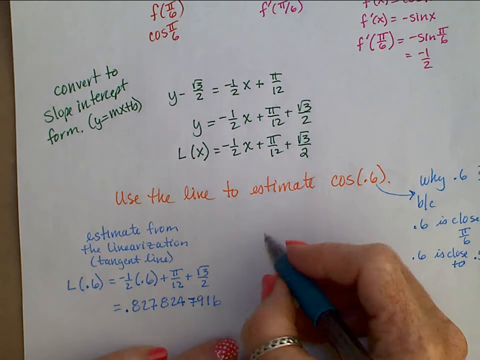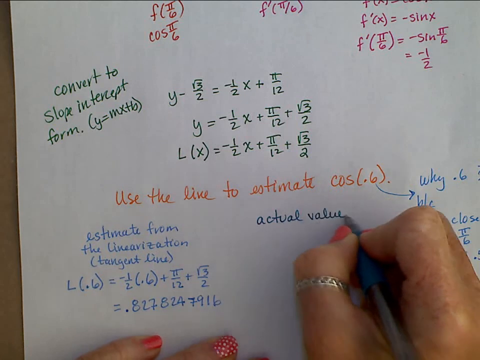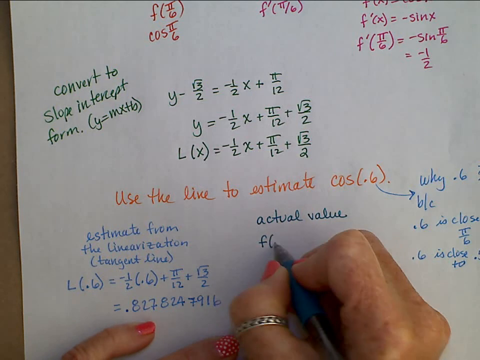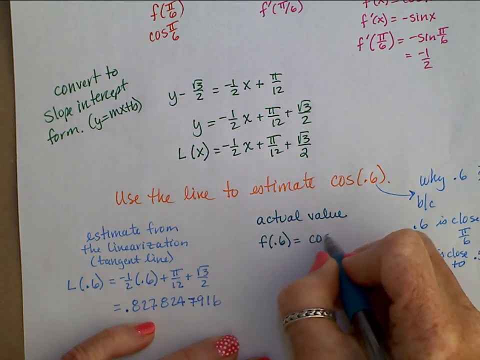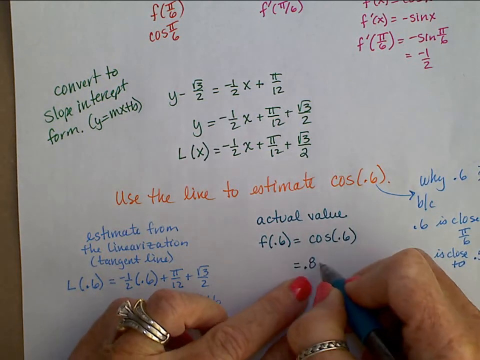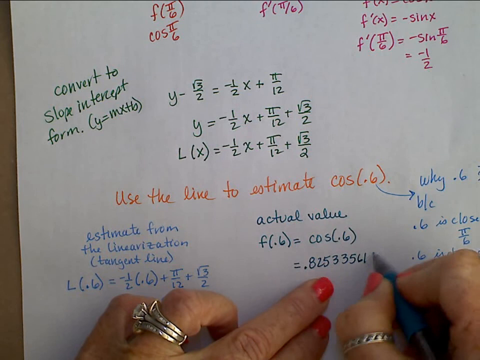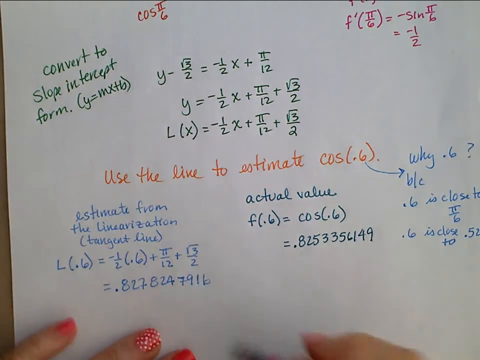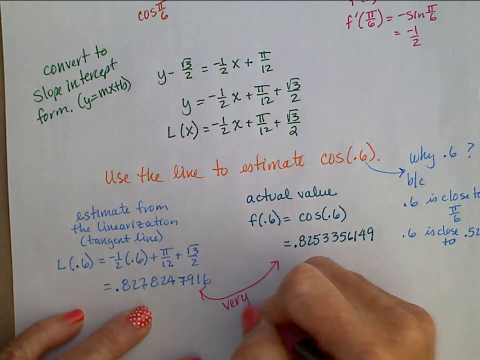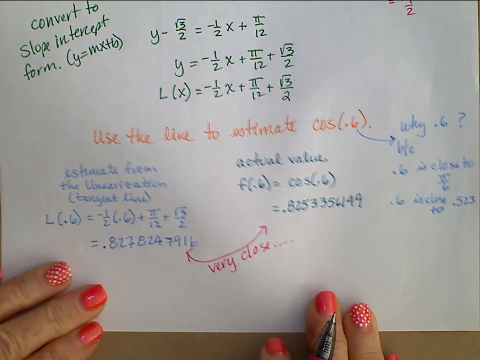All right, now find the actual value. The actual value is going to be the function cosine at 0.6. And that decimal approximation is 0.8253356149. All right, these two are very close to each other.